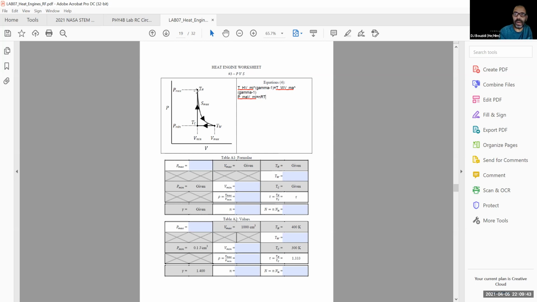nR T hot, in addition to Pmin times Vmin is equal to nRTC, this point, in addition to Pmin times Vmax equals nRTW. This point, okay, this point in the diagram. So those are what we have in this process, okay?